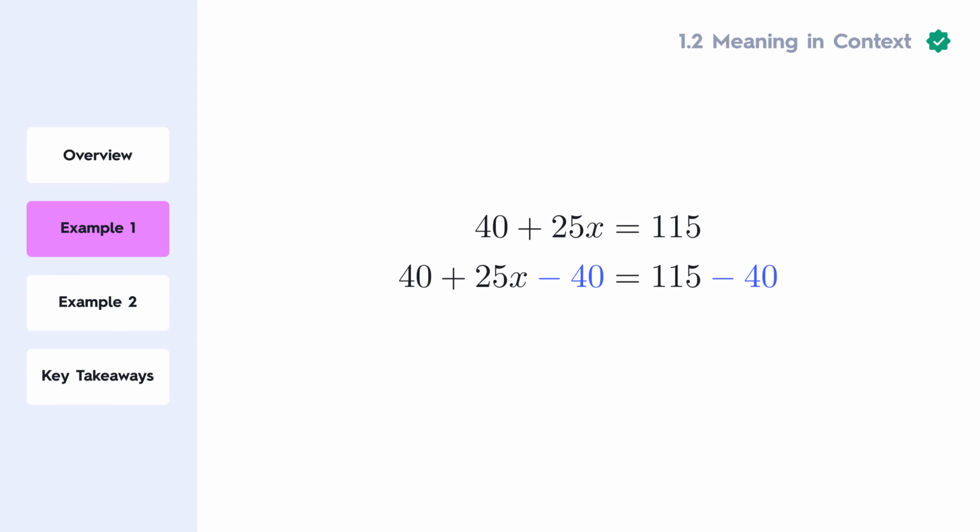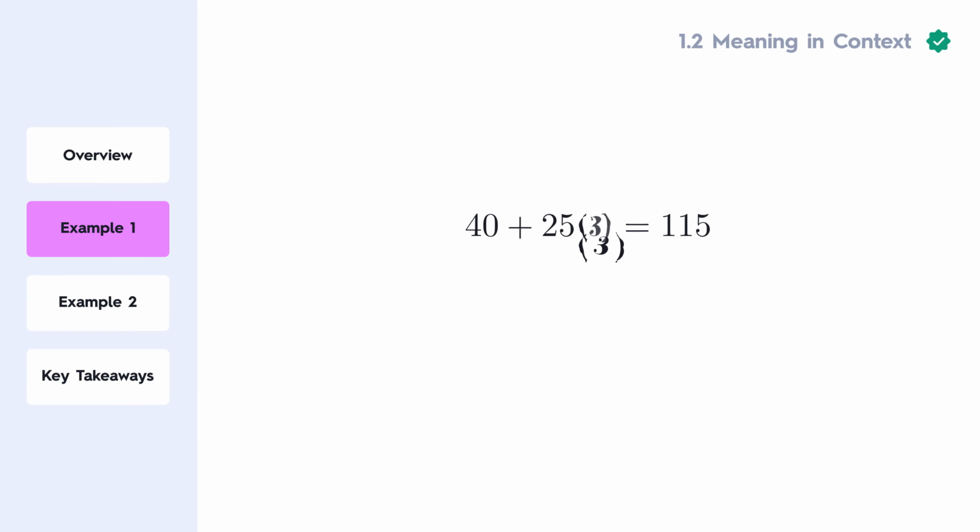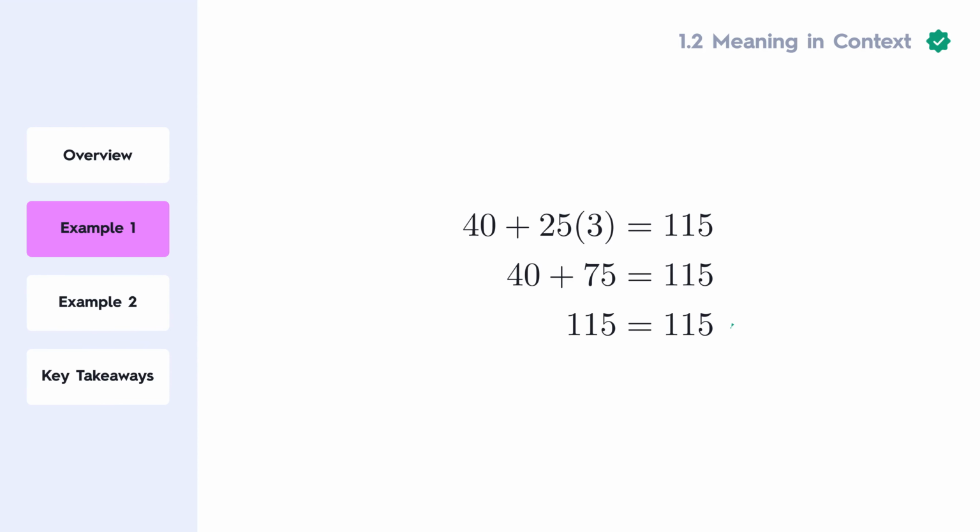First, subtract 40 from both sides to get the following. Now, we'll divide both sides by 25 to isolate x. So, the mechanic worked for 3 hours. Let's check our answer by substituting x equals 3 back into the original equation. Therefore, the mechanic indeed worked for 3 hours.